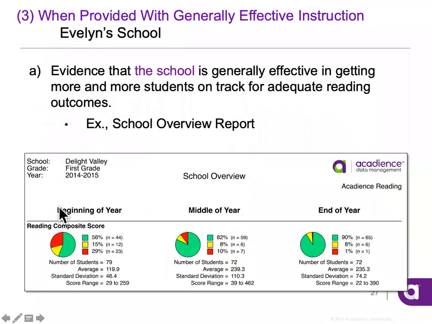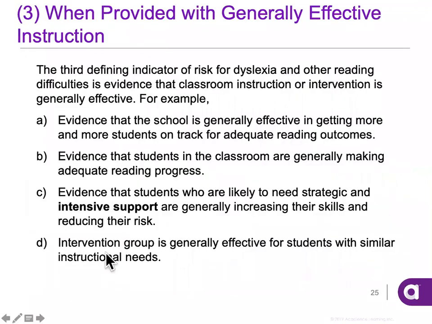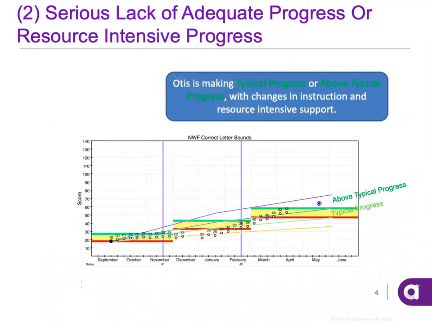If Evelyn is a first grade student in a school like this, where only about half of the first graders are on track at the beginning of the year, I can't say that every student who scores well below benchmark should get Tier 3 support. I'd have 30% of the grade level in Tier 3. That's a misapplication of an MTSS model.